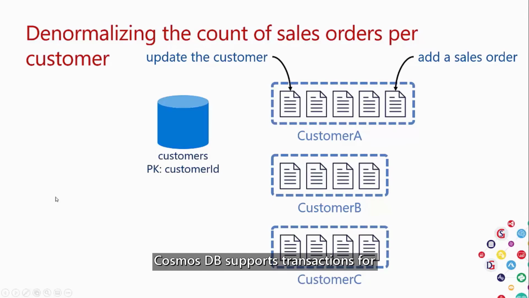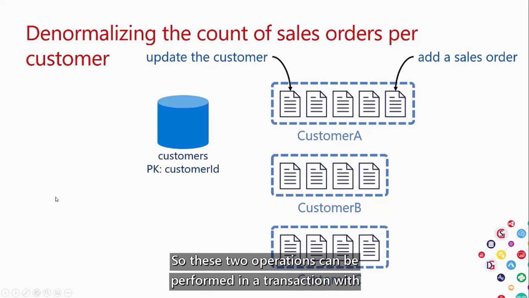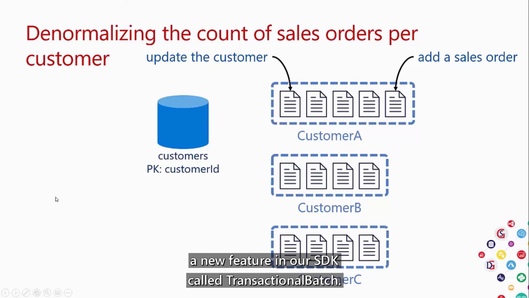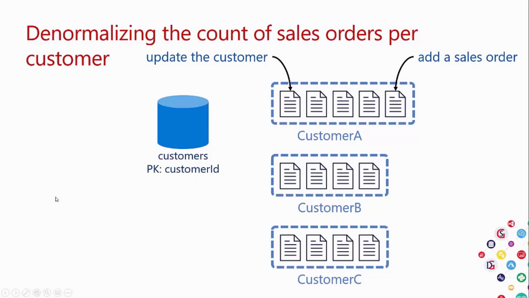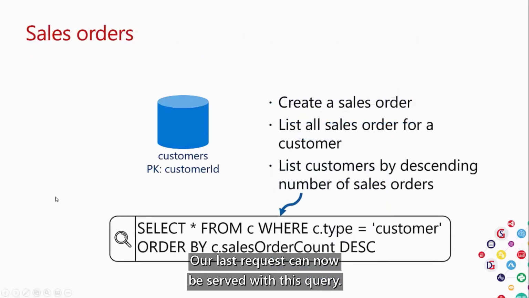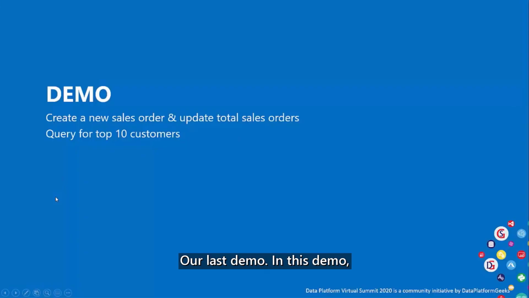Cosmos DB supports transactions for data sitting in the same logical partition. So these 2 operations can be performed in a transaction with either a stored procedure or using a new feature in our SDK called transactional batch. And so our last request can now be served with this query. Select star from C where C.type equals customer, order by C.salesorderCount in descending order.